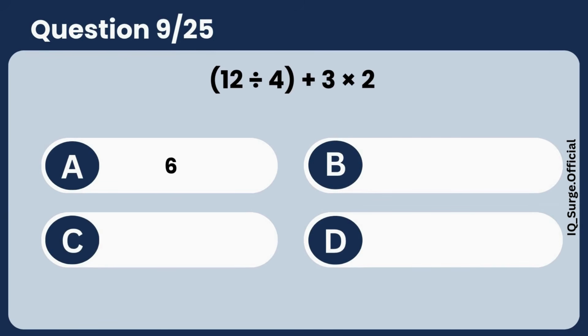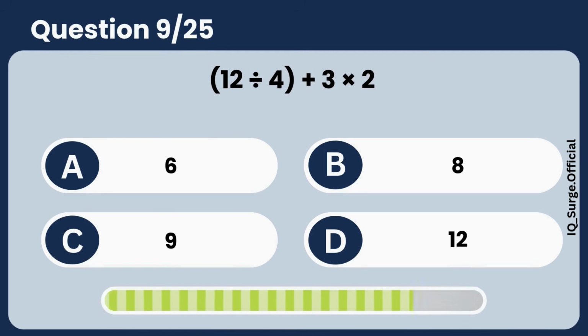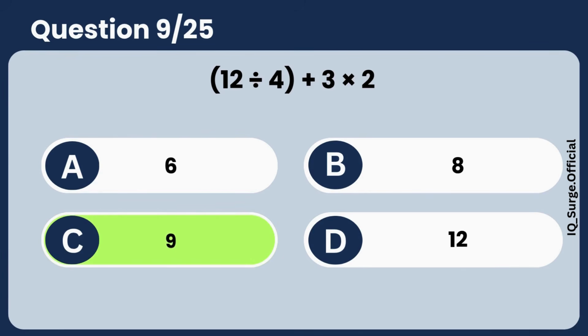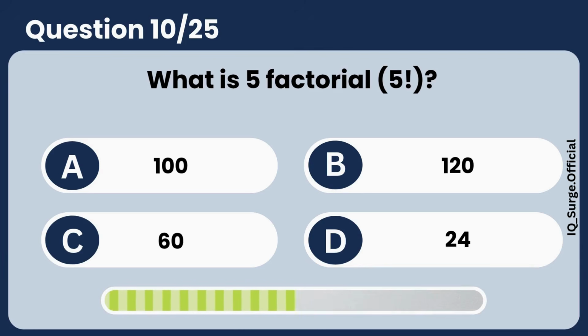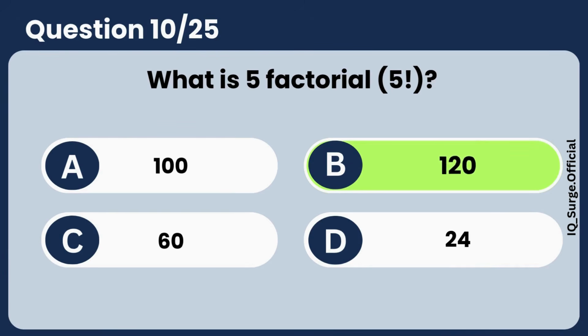Solve. Answer 9. Tricky but doable. What is 5 factorial? 5 exclamation mark. Yes, 120. That's a smart one.